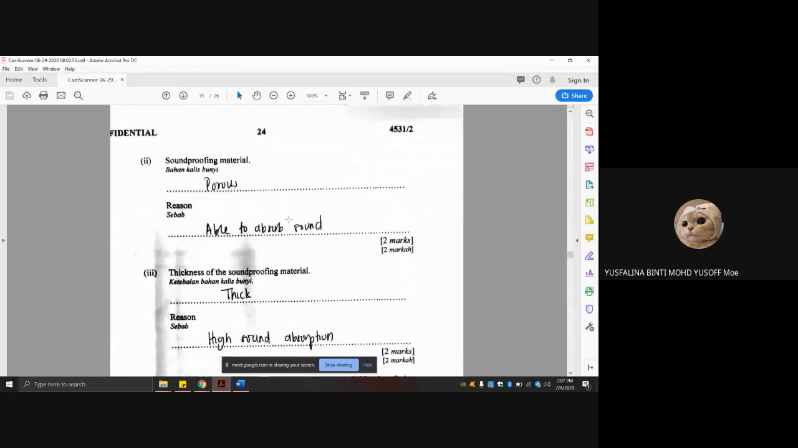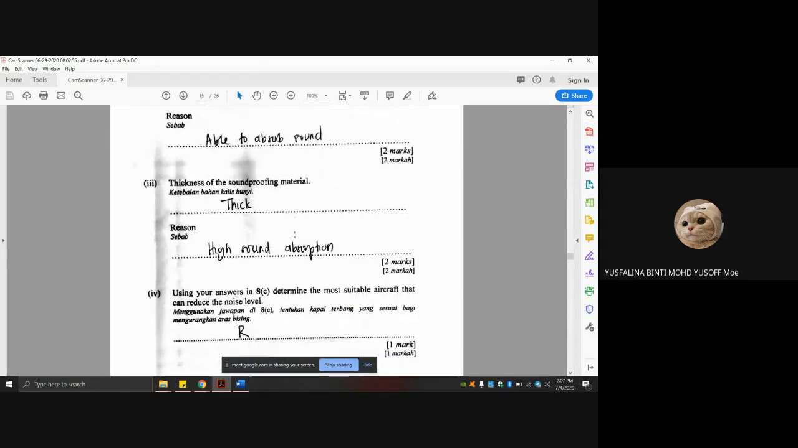Okay, the next one is the thickness of the soundproofing material. It should be thick, so high sound absorption. This one is to reduce the reflection of sound. So it should be thick so it can absorb more sound, and the reflected sound will also be decreased. So this is the reason.